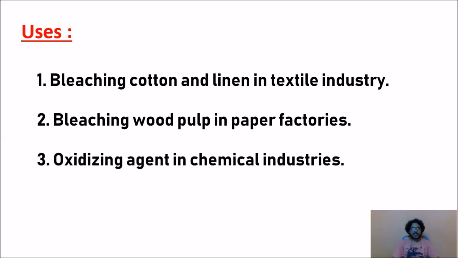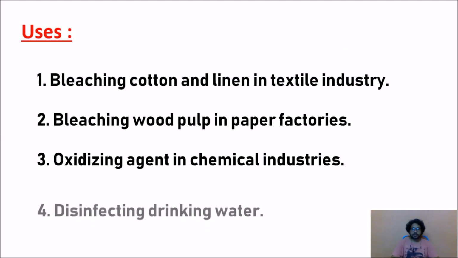Oxidizing agent in chemical industries. Oxidizing agent, in chapter 1 we have learned. What is oxidizing? What is meant by oxidation? Addition of oxygen. So if you want to add oxygen to some other element, this bleaching powder is used, and this bleaching powder is known as an oxidizing agent, meaning which is responsible for oxidation. So a chemical which is responsible for oxidation is known as an oxidizing agent.